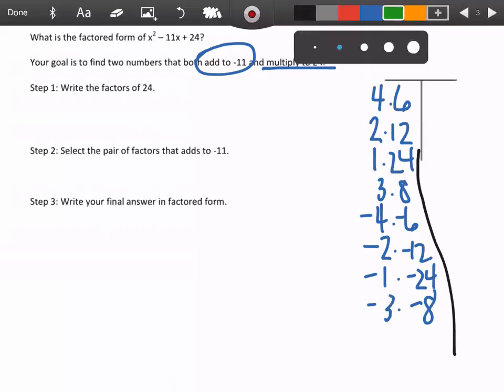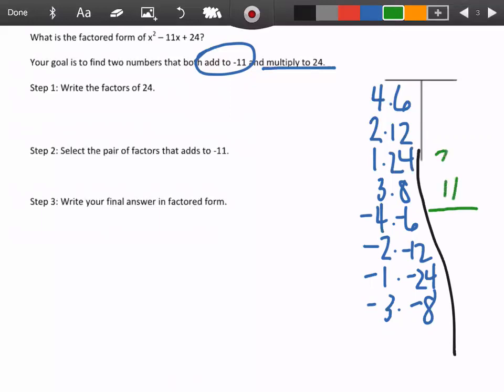If you remember, all the top numbers down there were all positive. 3 plus 8, that gave us 11. 1 plus 24, that gave us 25. So most likely, the numbers we're looking for will both be negative.